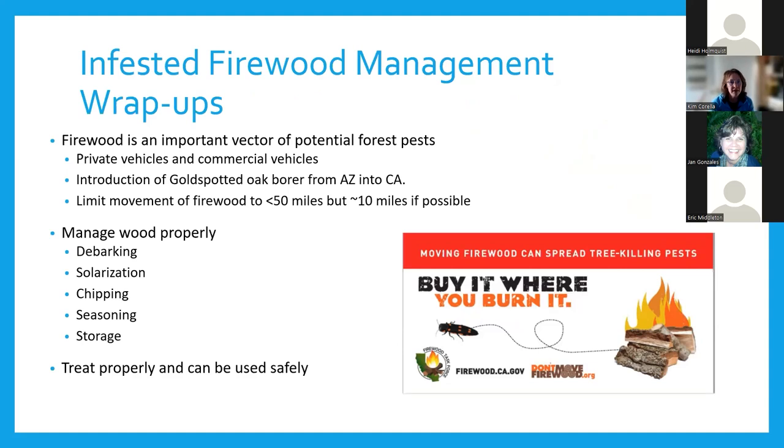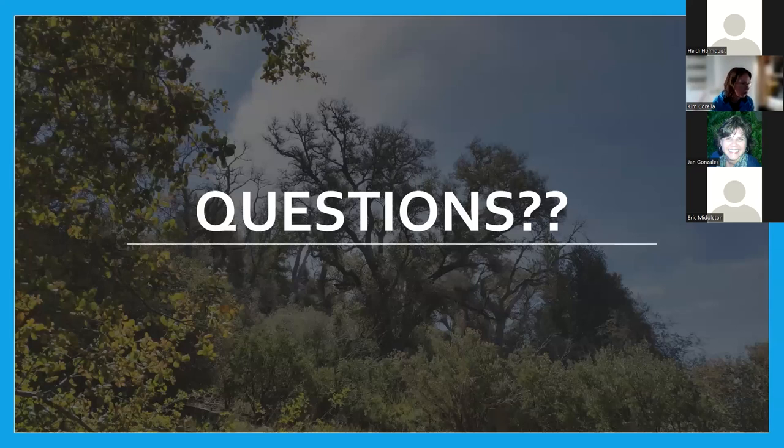If you do have infested firewood, you want to manage it properly. Know what insect or disease you're dealing with, so you can manage that wood properly and use it for your home heating. You can debark it, treating the bark as it's debarked. You can solarize it for 2 years, chip it, or season it. And please don't store it near healthy trees, because those can transmit insects or diseases onto them. Once you treat it properly, that wood can be used safely. So with that, I know it was quick, but that's all I have, and I'll take any questions.